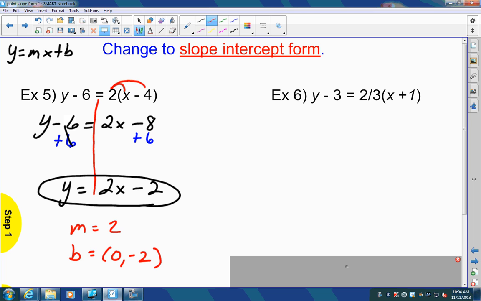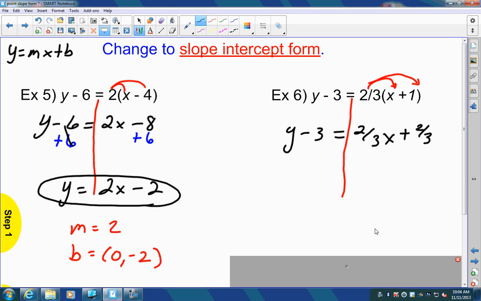If you look at example number 6, I want to write this into slope-intercept form. So the first thing I do is the distributive property, the parentheses, and I'm going to multiply these right here. So I'm going to bring down y minus 3 equals 2/3 x. 2/3 times 1 is plus 2/3. Now, all I need to do is add 3 and move it to the other side.